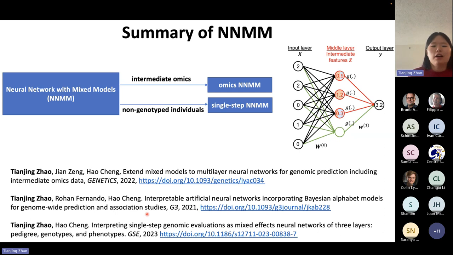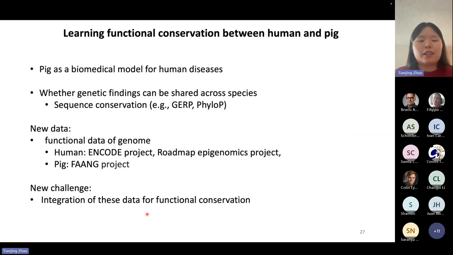Now you see, actually the conventional mixed model cannot handle the three-layer structure together. So we propose NMM. And here is another example that the conventional mixed model cannot handle. So we need to propose some new models to solve the challenges.